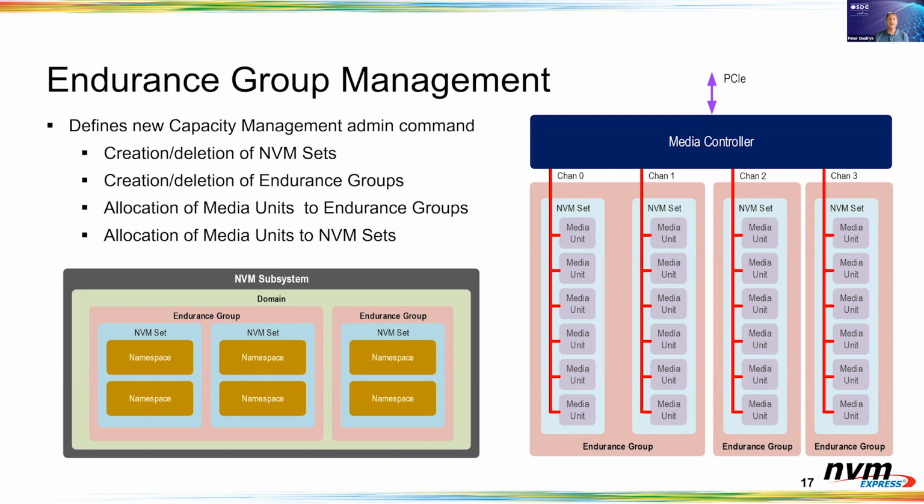All this was great, but we didn't have a mechanism to configure any of this. The idea was that it came pre-configured from the factory. This is common in the way we do things in NVMe. We start simple and then we add things as things are needed. What we added in NVMe 2.0 was the ability to configure all this. We added a new capacity management command to the admin command set. And with this command, you can create and delete NVM sets, create and delete endurance groups, allocate media units to an endurance group, and allocate media units to NVM sets.